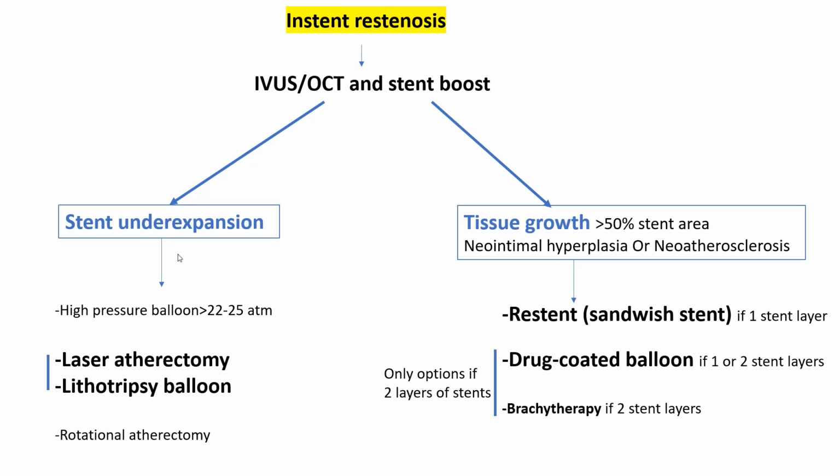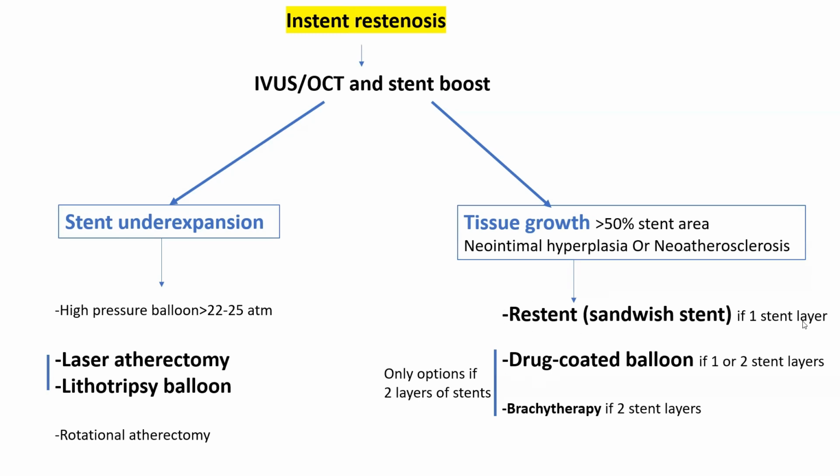Rotational atherectomy may be used in stent underexpansion. The point would be to actually shave the stent and shave the plaque behind it. It's associated with risks. So it's definitely not a favorable option, but it can be done. The second process, which is tissue growth more than 50% of the stent area, regardless of whether neointimal hyperplasia or neoatherosclerosis.